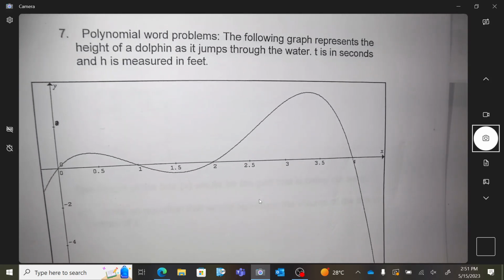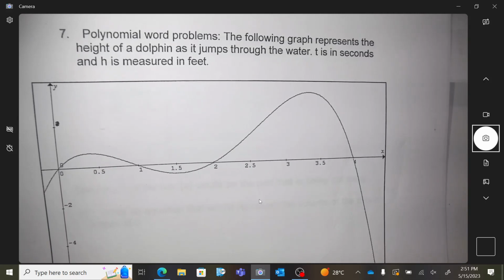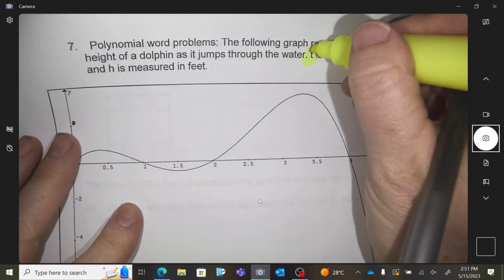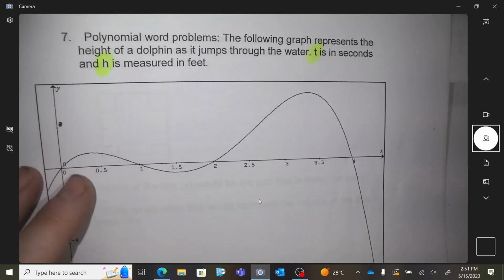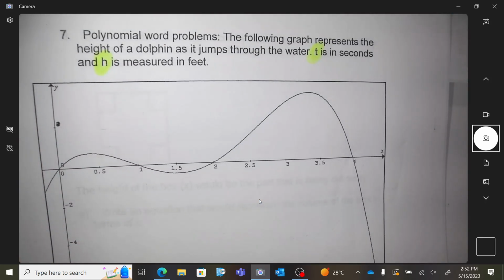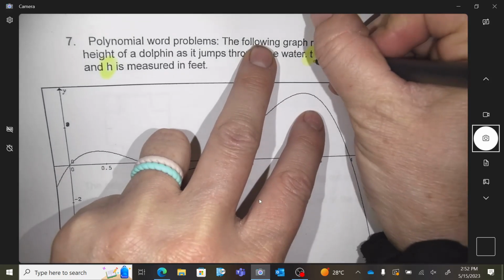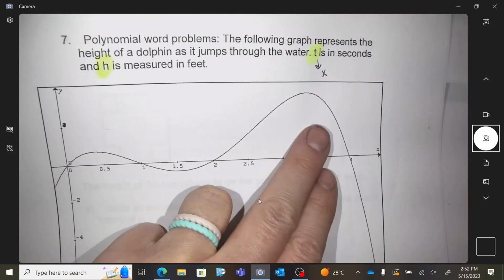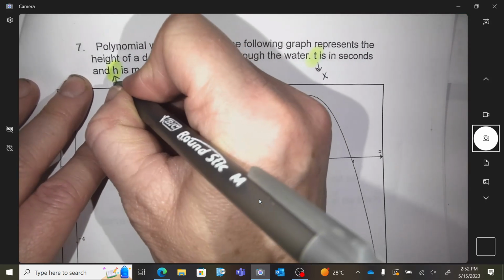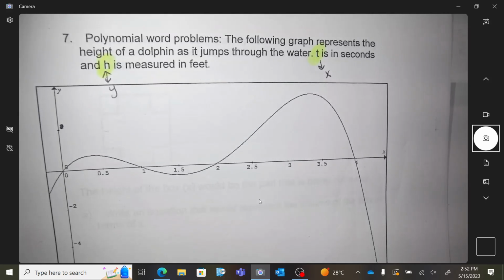Okay, this is a dolphin that's jumping out of the water. So the first thing I'm going to tell you on your test is check out your variables. This is using a t and an h. There's no such things as x's and y's anymore. Got it? So don't use x, use a t. Don't use y, use an h. So hint, hint on your test, I would deduct points if you use the wrong letters.